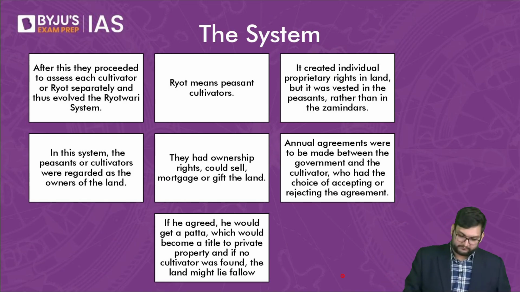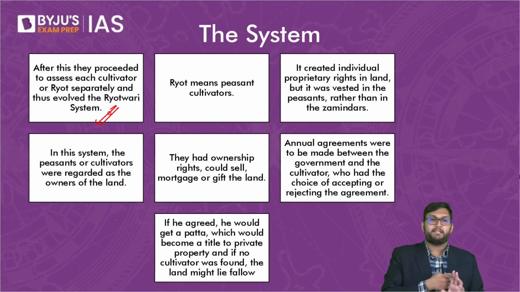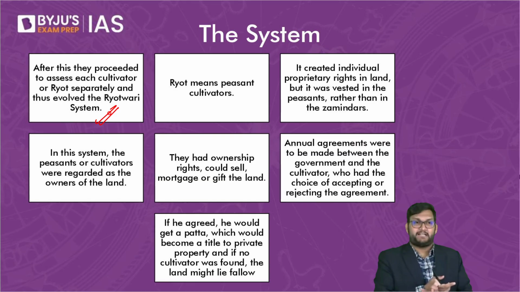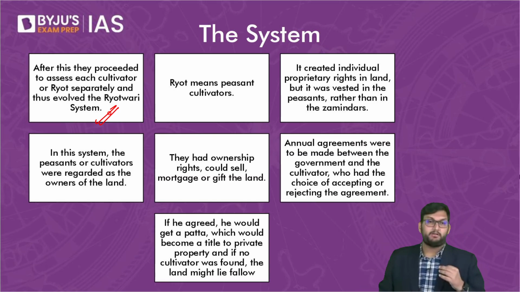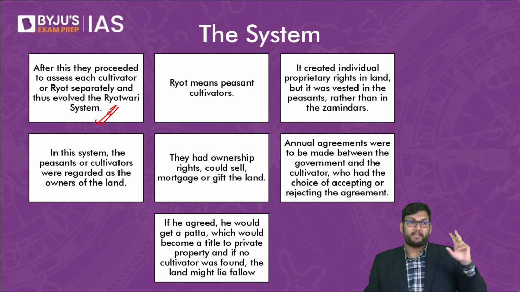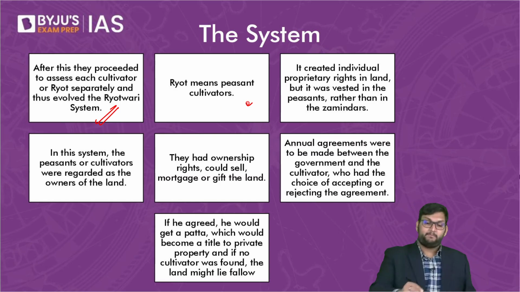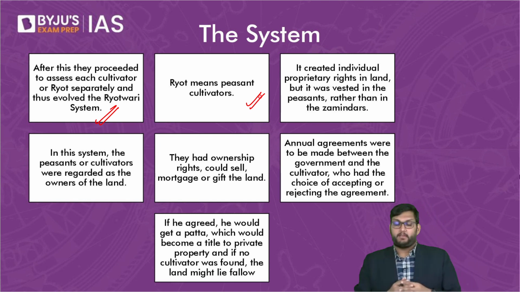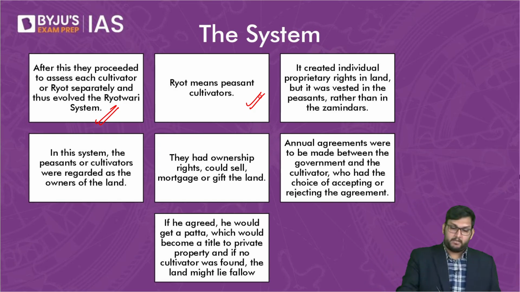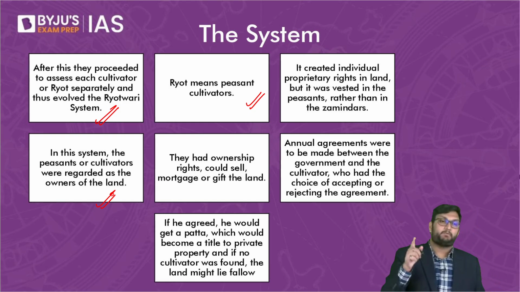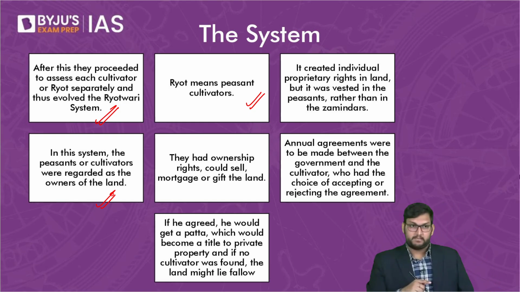Now, they proceeded to assess each cultivator, the Ryat, separately, and thus evolved the Ryotwari settlement. So every Ryat was assessed separately. A Ryat is a peasant cultivator. It created individual proprietary rights in land, but they were vested in the peasant rather than the zamindar. The peasant or the cultivator was regarded as the real owner of the land.